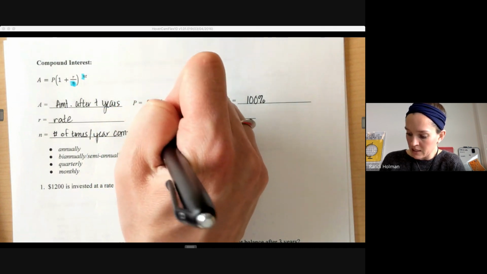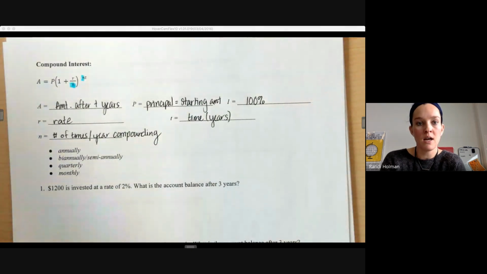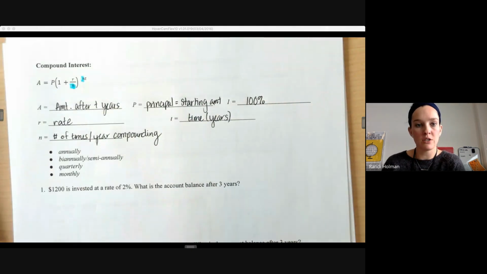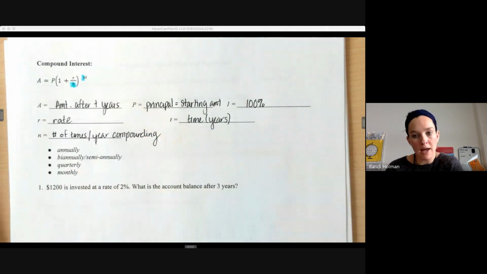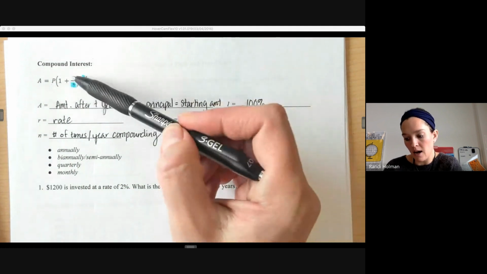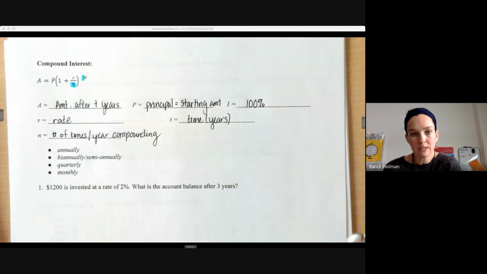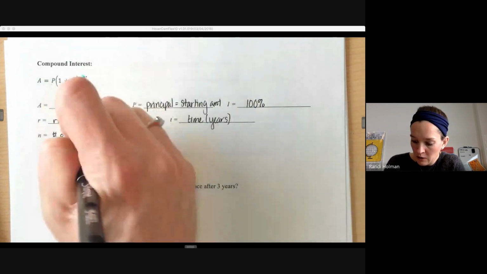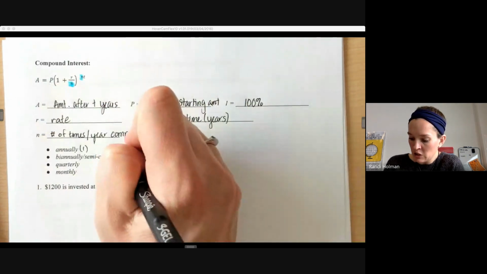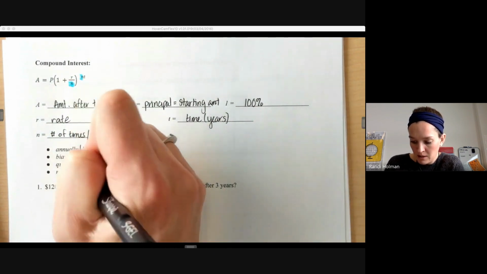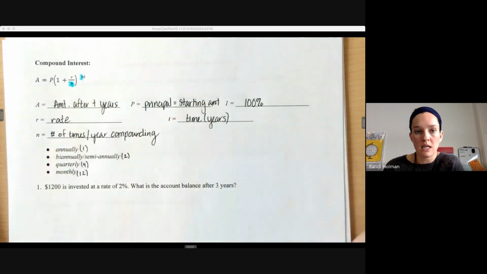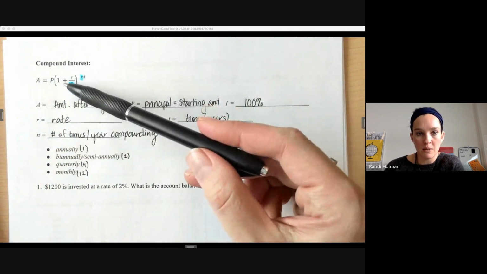Okay, so what this means is that usually when you have an investment, you are putting in a certain amount of money, that's our principal here, for a certain rate. But not always do you just get that rate at the end of the year. Actually, most of the time you don't just get that rate at the end of the year. What they do is they split that rate up into a certain period of time. So annually would be 1 time per year. Semi-annually or biannually would be 2 times a year. Quarterly, 4 times a year. Monthly, 12 times a year. So what they do is they take that rate and they split it up equally into those pieces.